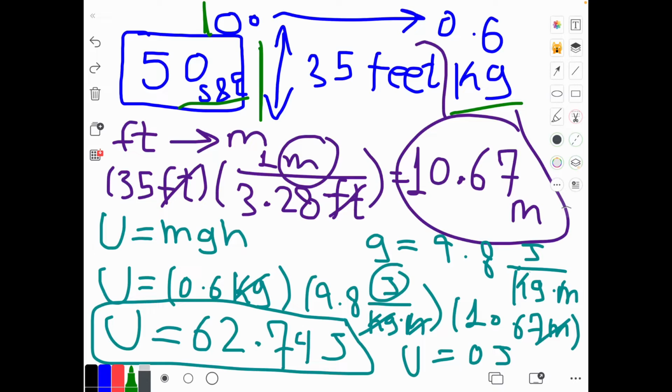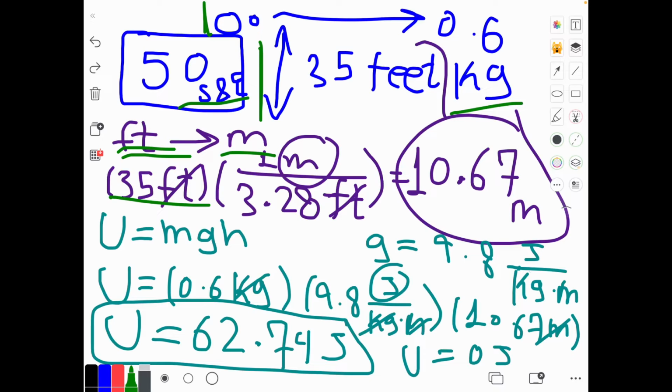The first part of the question tells us to find out how far this basketball is going to fall in units of meters. So you have 35 feet. That's how far it's going to be falling. Then just like Dr. Sullivan said, we're going to convert the planning feet to meters. That's what we're going to have.